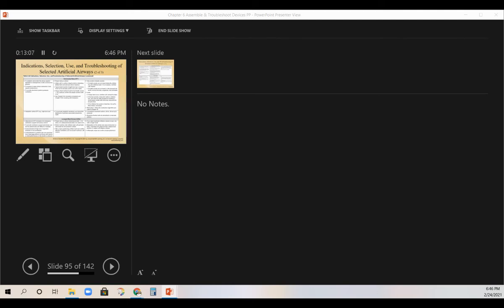If breath sounds are not equally bilateral, we're going to deflate the cuff, withdraw 1 to 2 centimeters, and reinflate the cuff. Now, you're not going to pull any further back than that, because what you could do is pull the tube out. If the breath sounds are not heard or the stomach is distended, remove the tube, oxygenate, and reintubate. So if you do not hear them at all, this is what you're going to do.